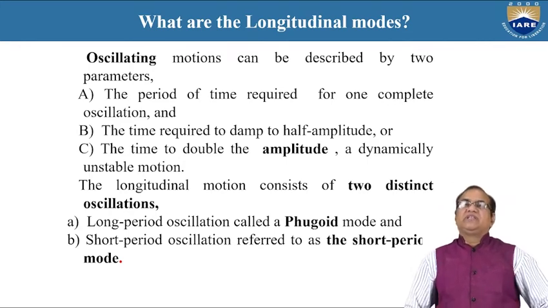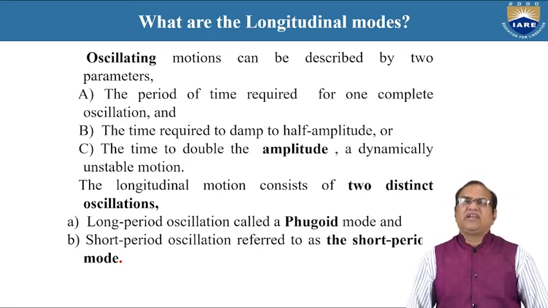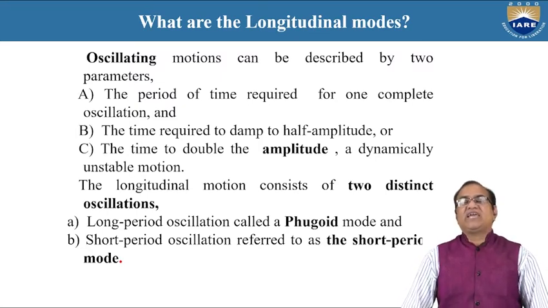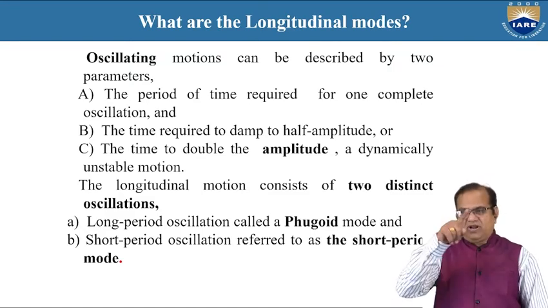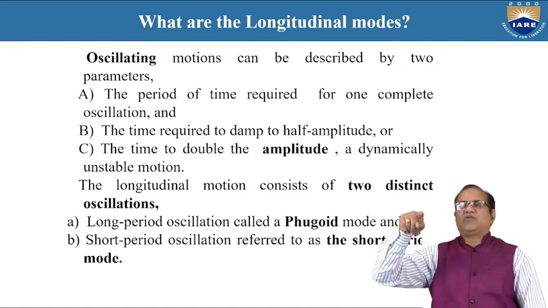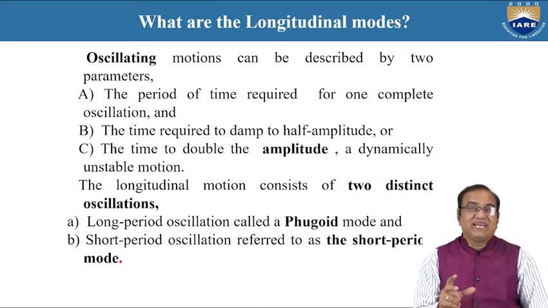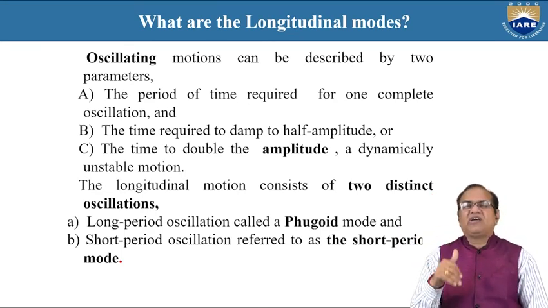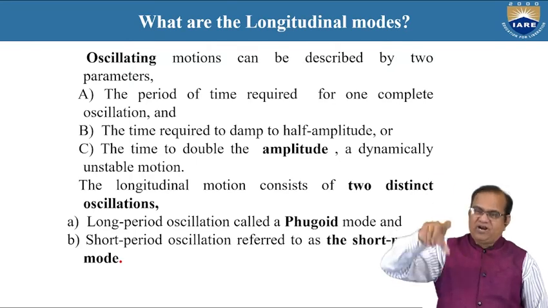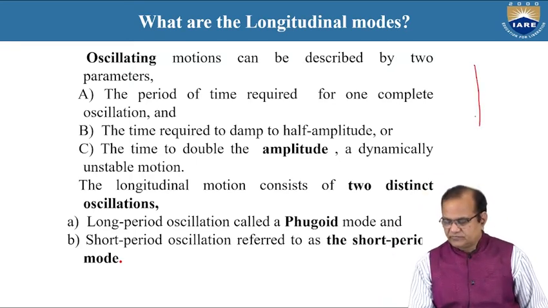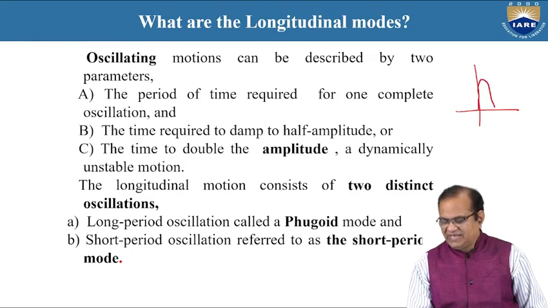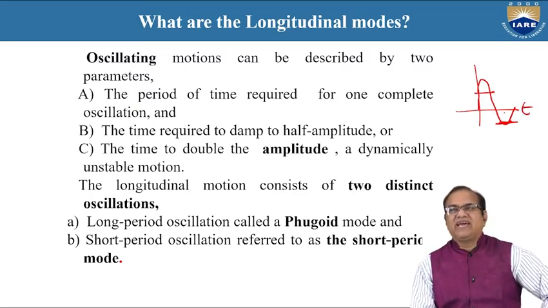So for this oscillating motion, the first is the period, the time required for one oscillation: going, coming, again going. This is how much time is taken. The second is how much time to damp to half amplitude. It is going upward like this, and then it is half here. This is the time required to make the aircraft reach half amplitude. This is for the stable case.